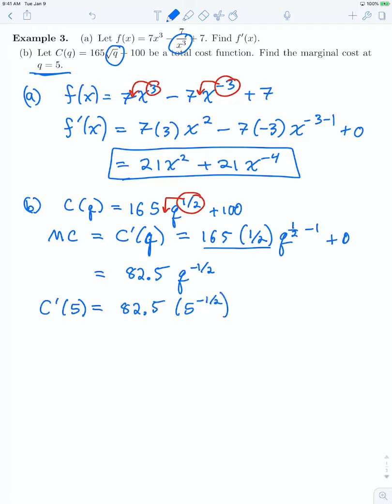Now I can clean this up a little bit. Again, I can calculate it. This is 82.5 over the square root of 5. And this comes out to be, I think, 36.9. And again, if we want units, this should be dollars per item, I guess, is the most general way to describe that. Okay, so the only thing new there, like I said, was the powers that we had to rewrite a little bit, and then the interpretation of marginal cost.